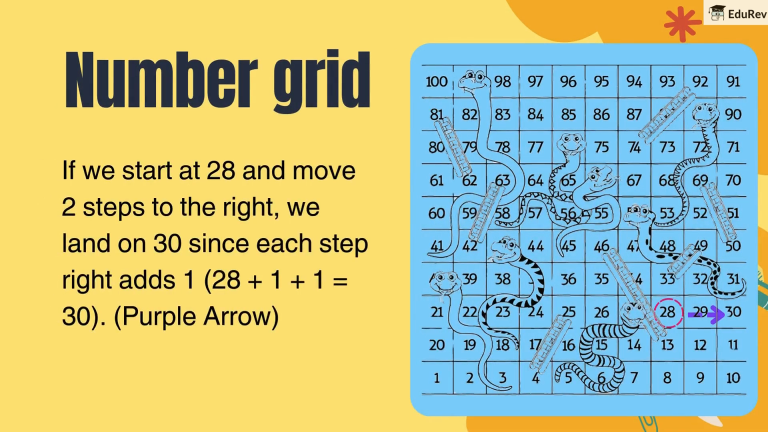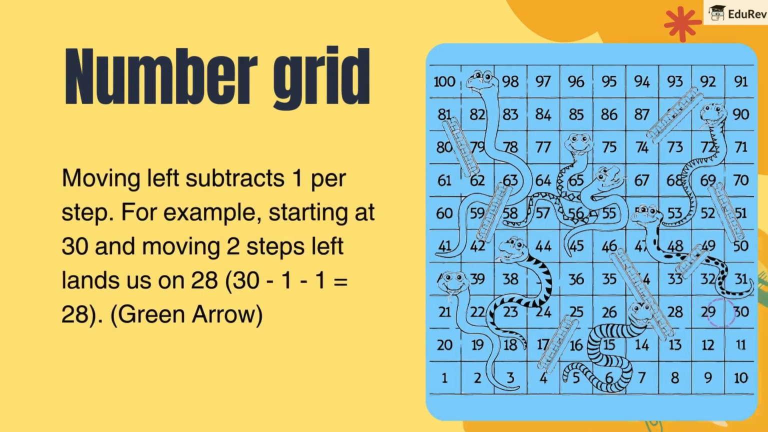Now, imagine starting at 28 and moving 2 steps to the right. This would land us on 30 since each step right adds 1. 28 plus 1 equals 30. Moving left subtracts 1 per step. For example, starting at 30 and moving 2 steps left lands us on 28. 30 minus 1 equals 28.